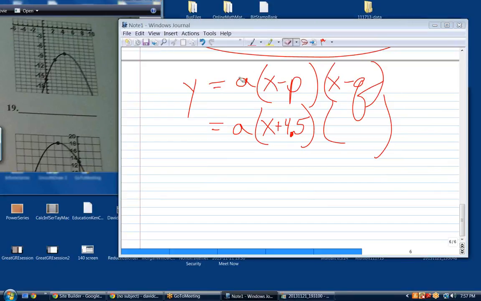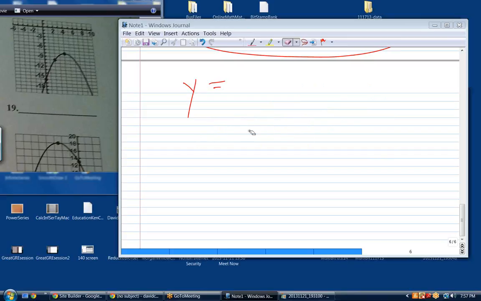16, we're going to use vertex format. We're not going to use x-intercept format, right? We don't have any x-intercepts, so we don't really have much of a choice. We have to use vertex. What's the vertex? They don't label it, but we can read it pretty easily. 4, negative 8. So what should I write?